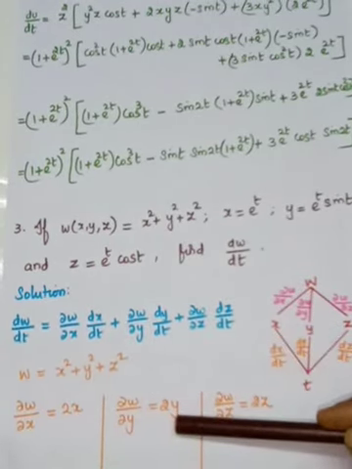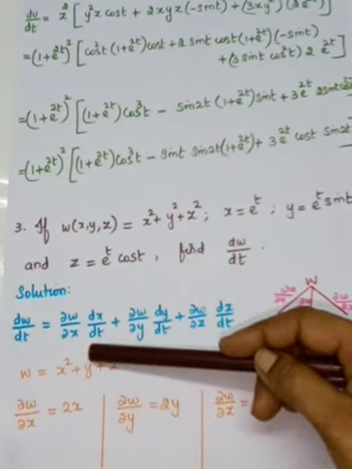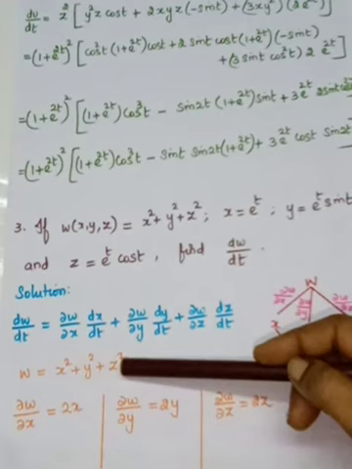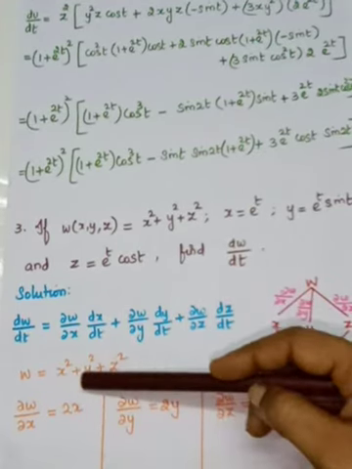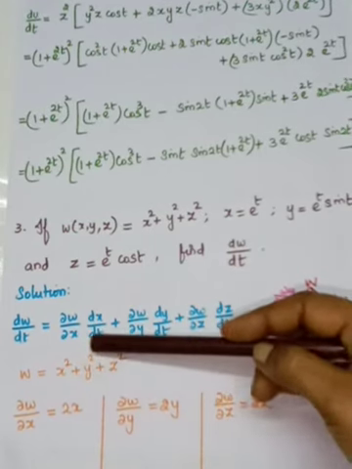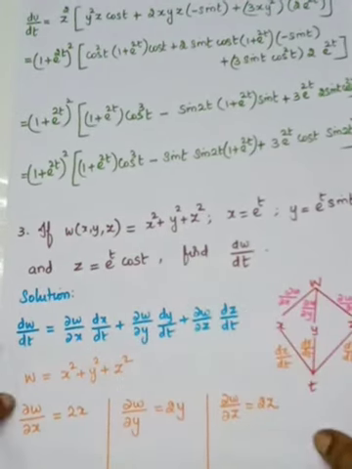Similarly, dou w by dou y is 2y, because y squared has to be differentiated as 2y. The remaining two are constant. In the same way, dou w by dou z: x squared plus y squared, both the terms are constant. z squared differentiation with respect to z is 2z.